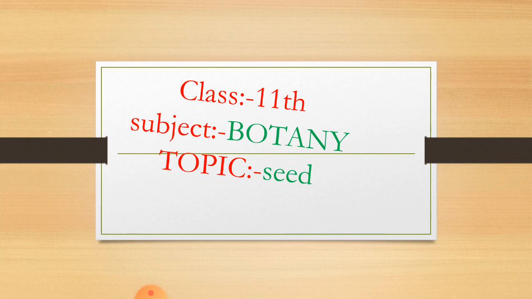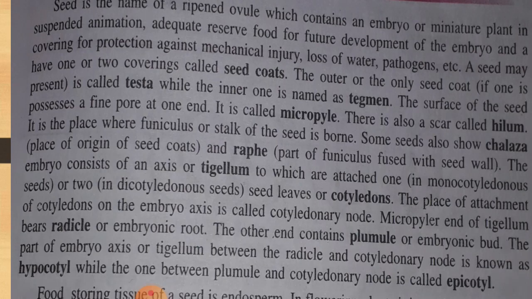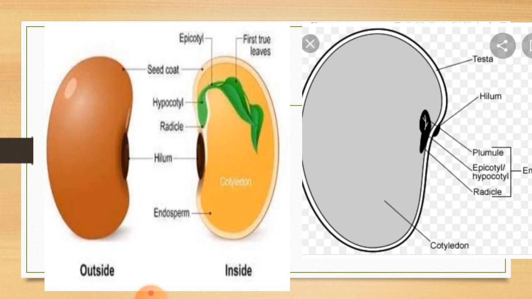So far as this topic seed is concerned, first we should know what the seed is. Dear students, seed is the name of a ripened ovule which contains an embryo or miniature plant in suspended animation, adequate reserve food for future development of the embryo, and covering for protection against mechanical injury, loss of water, pathogens, etc. So what is the seed? Seed is simply known as a ripened ovule. Ovule which is in a ripening condition or fully ripened is known as seed.